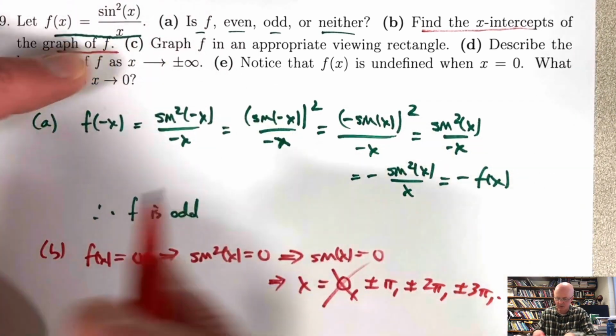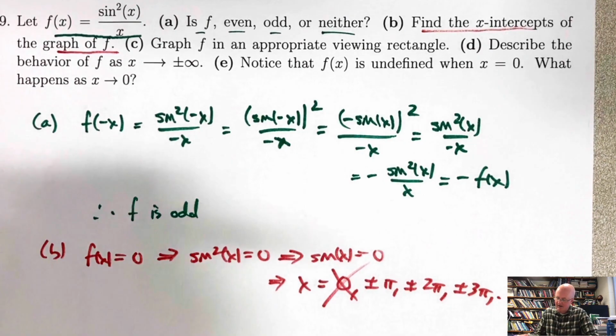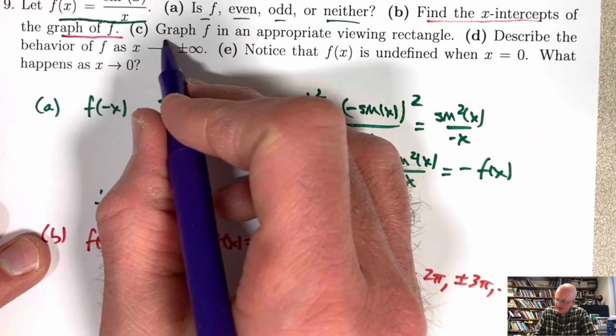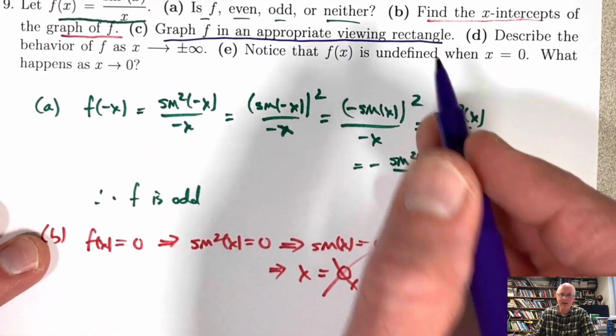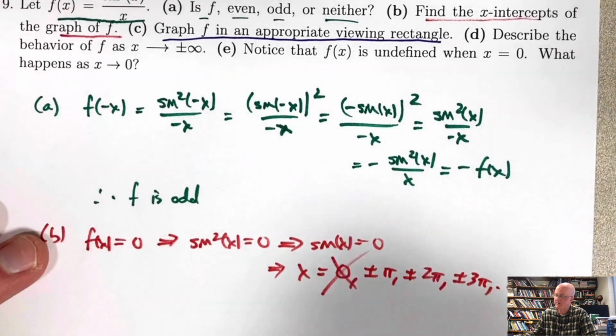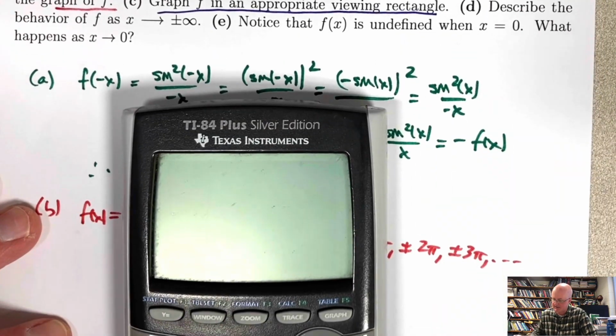Weird, but true. Part C, graph f in an appropriate viewing rectangle. And we're going to see something that'll be a little confusing when we do. Let's see what happens.